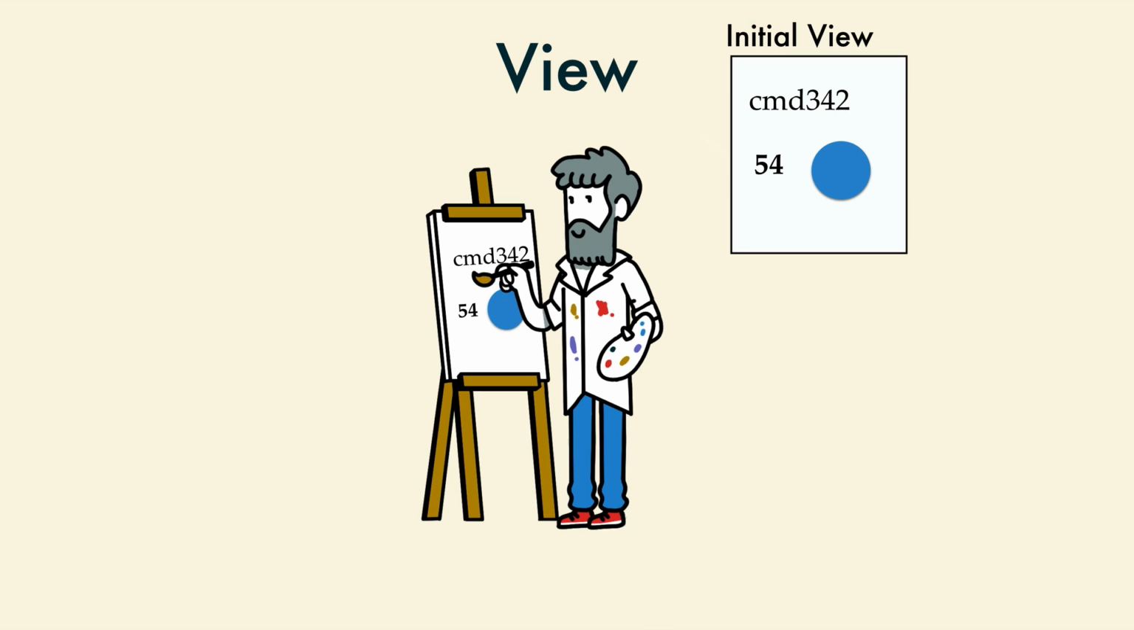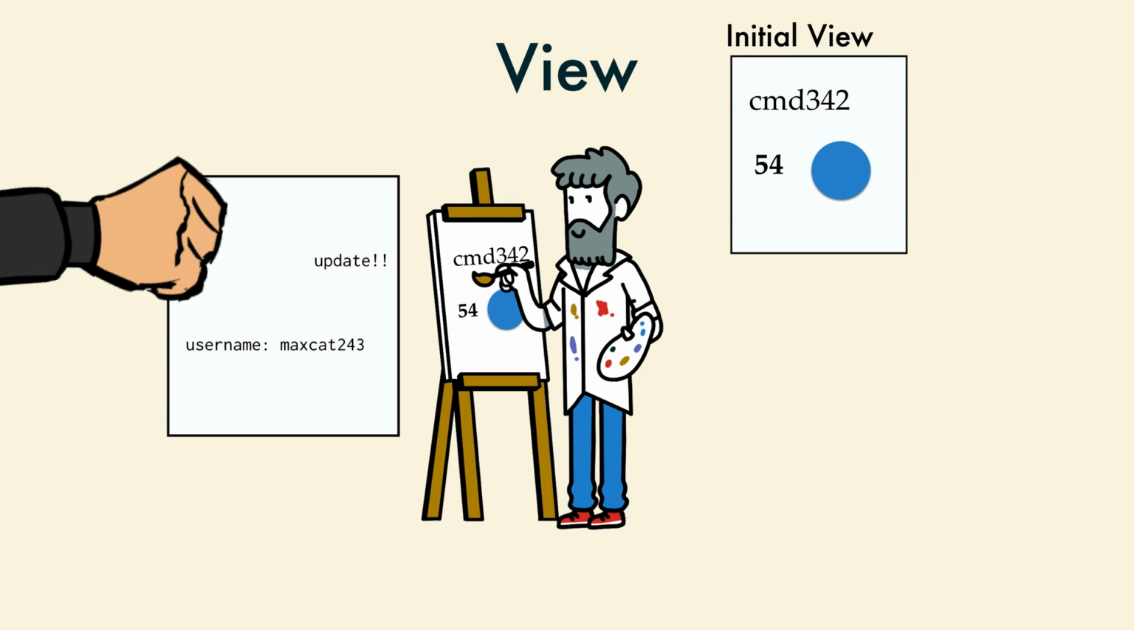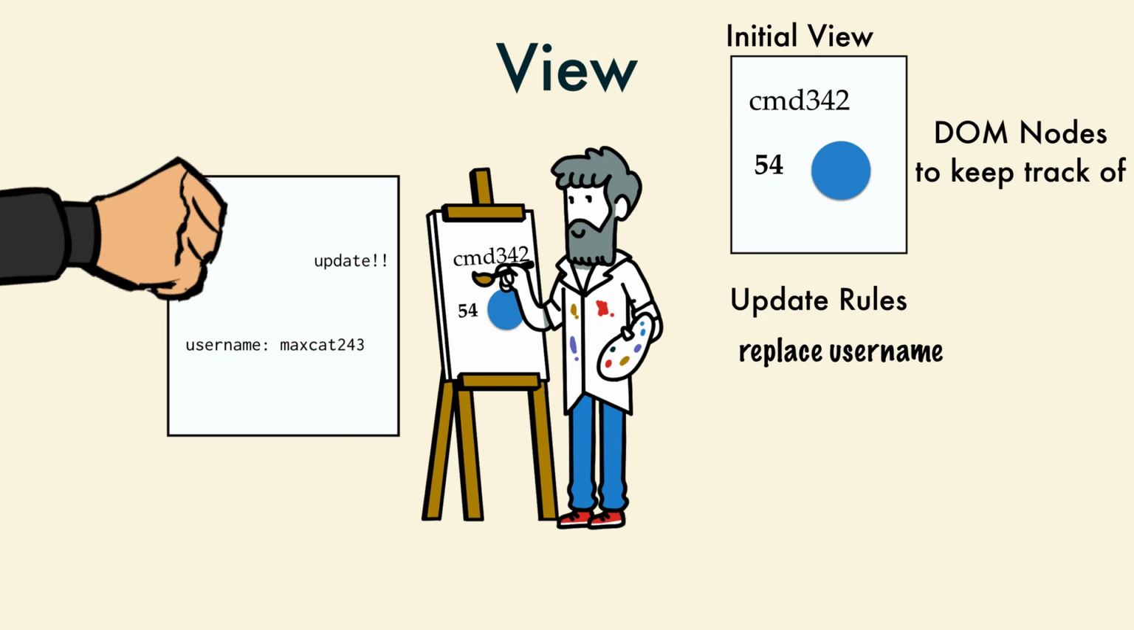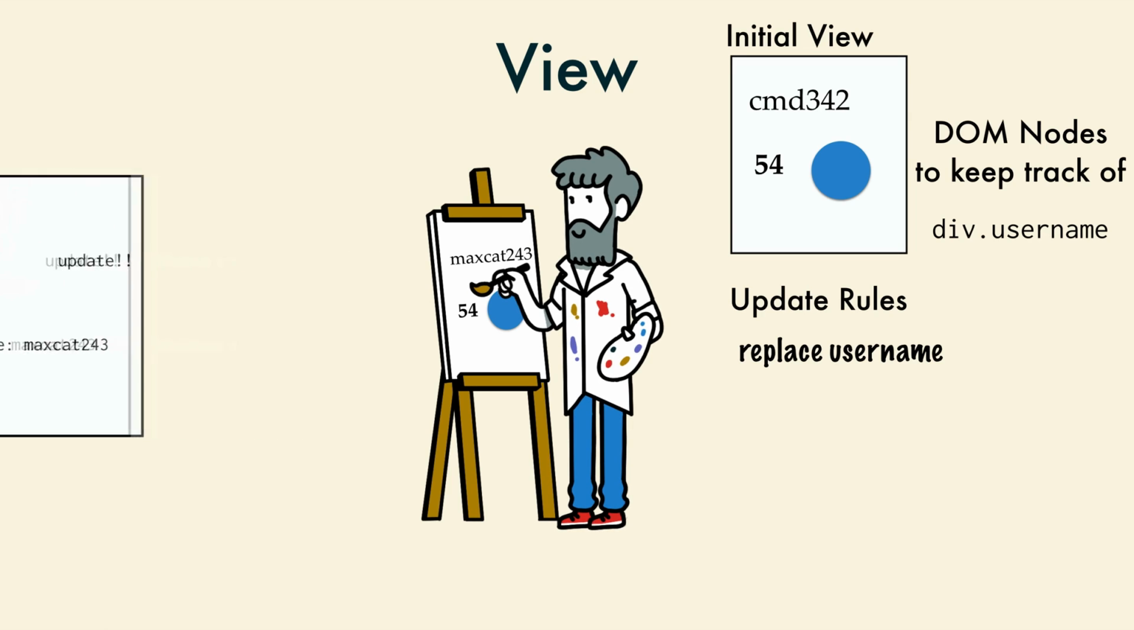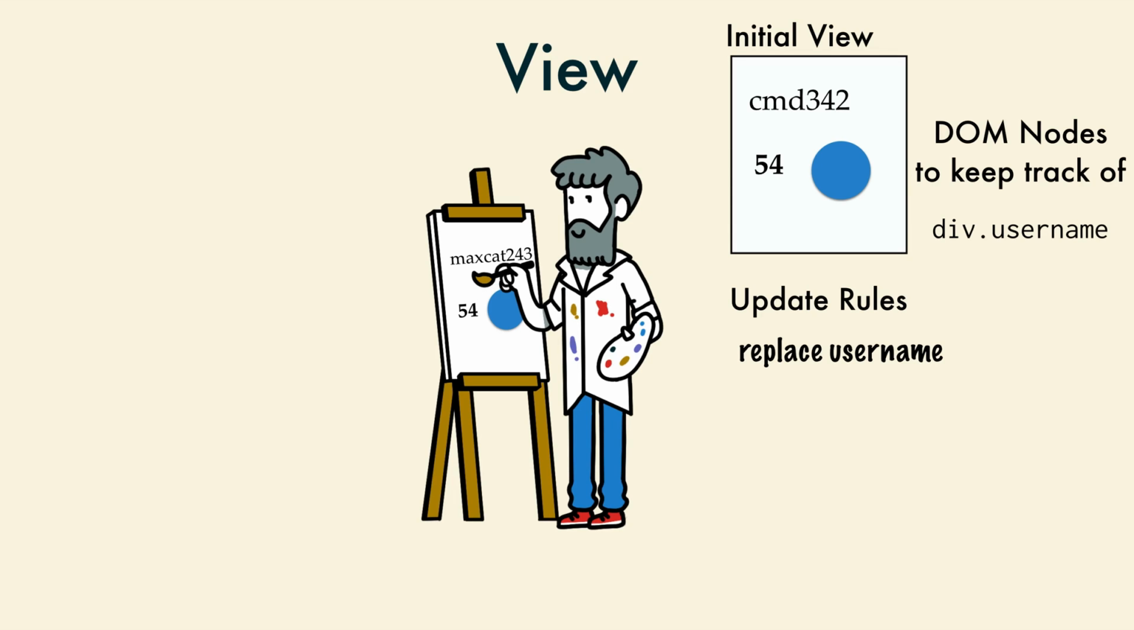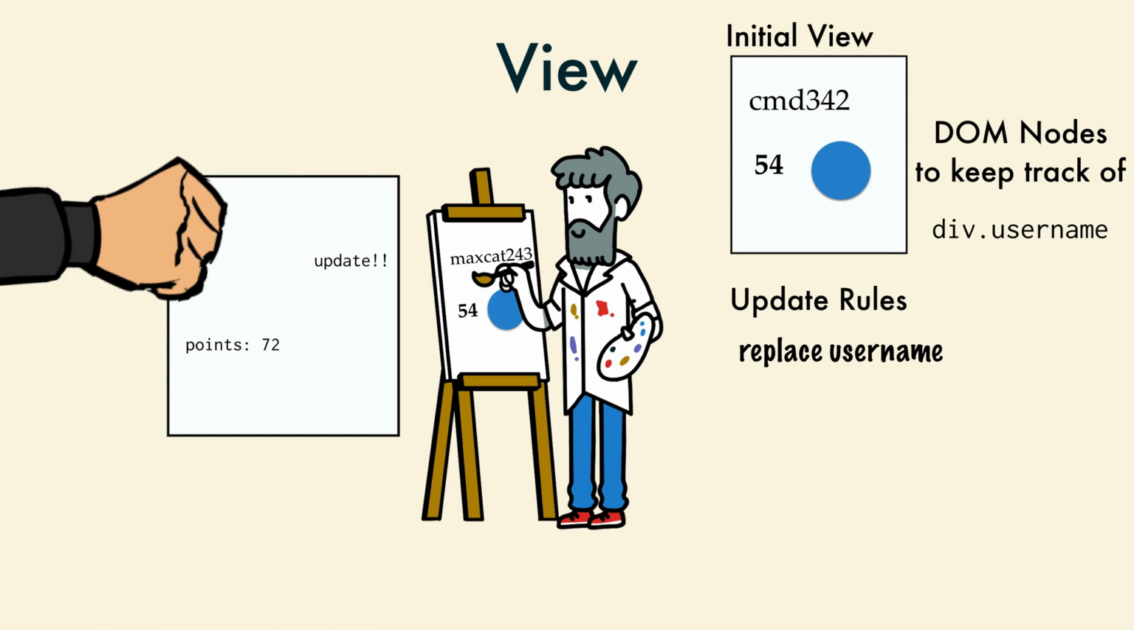But then the model sent the View an updated username. He had to know how to change his painting to show the new username. To do that, he had to keep track of a username div. He dutifully updated the DOM directly. Then the model sent the View another update. This time, it was the points. The View added another update rule and started tracking the points div. Again, he updated the DOM in place.